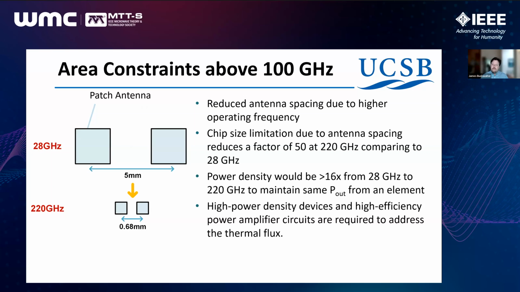That means power amplifiers have to get smaller, and that means we need higher power density as we go up to higher frequencies to maintain a similar Pout. The higher power density must also be accompanied with high efficiency. Otherwise, we start to run into significant thermal flux issues. In other words, the amount of heat that's generated in a square millimeter obviously increases.